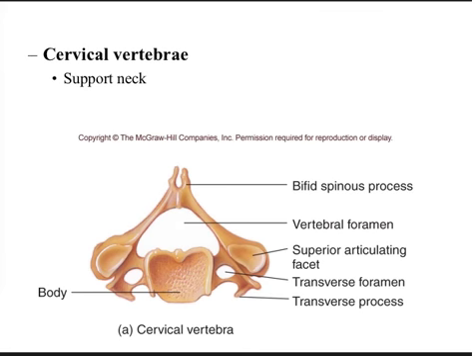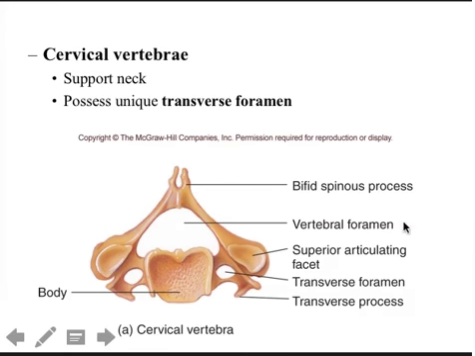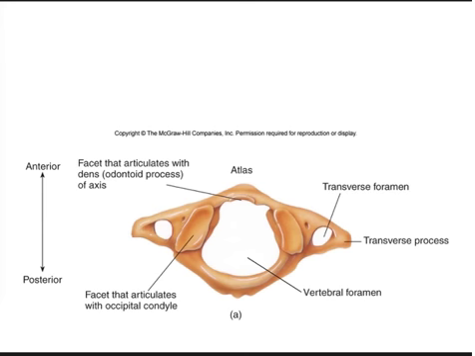The cervical vertebrae support the neck and possess unique transverse foramina. You can see the transverse foramina here and here. They're important because blood vessels and nerves run through these regions. The vertebral artery and vein run through here, as do major nerves that serve those structures as well.